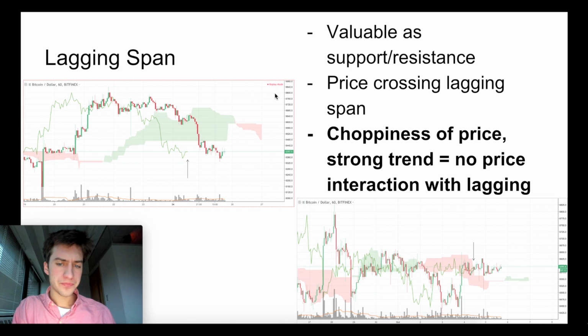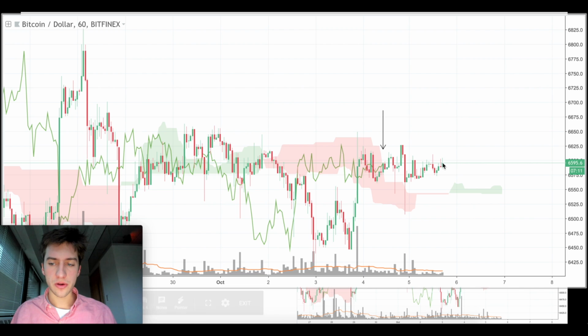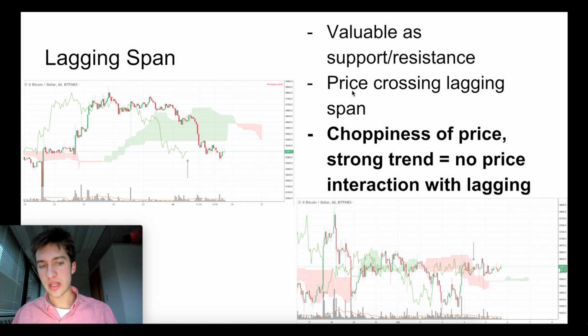So if we look here, or let's look at this one, we can see that this is the current price that we have. I just took this screenshot about an hour ago. And 30 periods in the past, you can see that where the arrow is pointing to, that green line is the lagging span. How do we use this? Some people use it as support and resistance. Some others use it as a price cross.